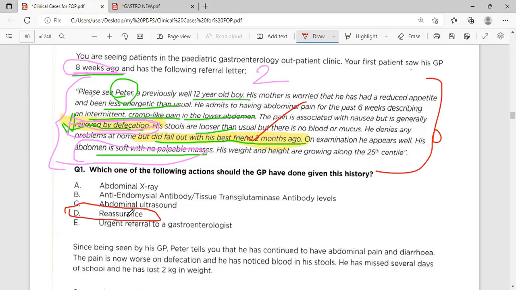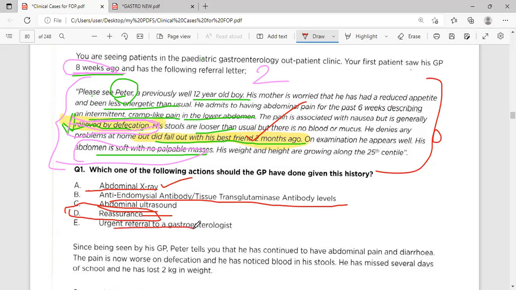So in this case, we are going to do reassurance, because even if we investigate, there will be no other problems identified. Why not an abdominal X-ray? What do we think an abdominal X-ray can diagnose? Usually if we are suspecting any kind of obstruction, in those cases we can go for an ultrasound or abdominal X-ray. What about anti-endomysial antibody or anti-tissue transglutaminase? When do we do this? We would do this in case of celiac disease. We are not suspecting celiac.